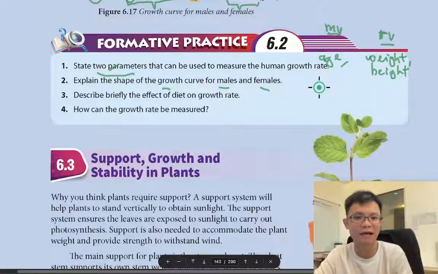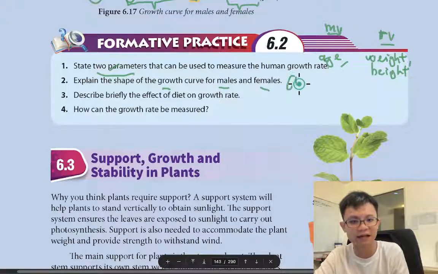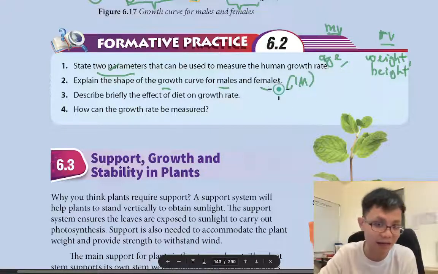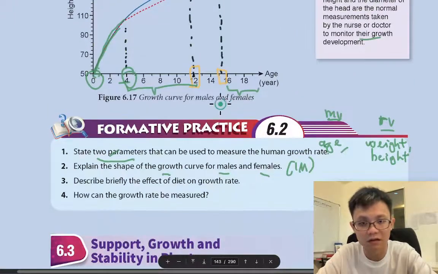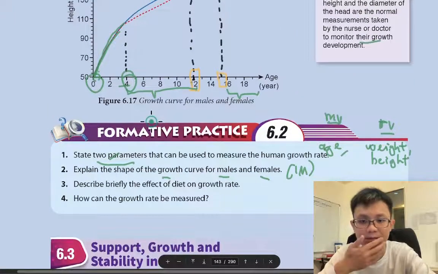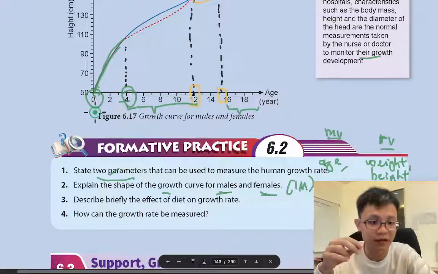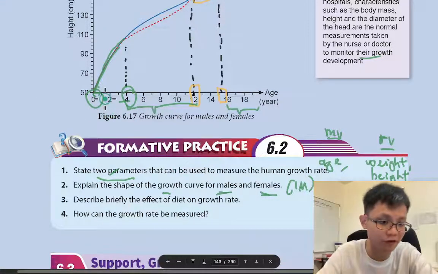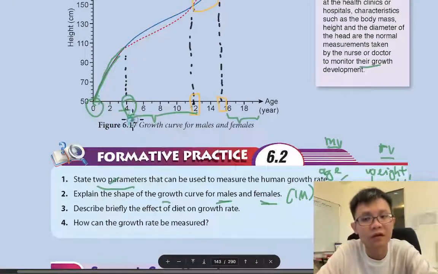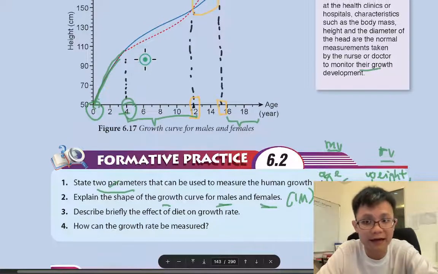I don't know how many marks. If it's one mark then you just say like that. If many marks, maybe you can explain, because they ask male and female. So you can say that from the age 0 to 4, the rate of growth for male and female is the same or near to one another.